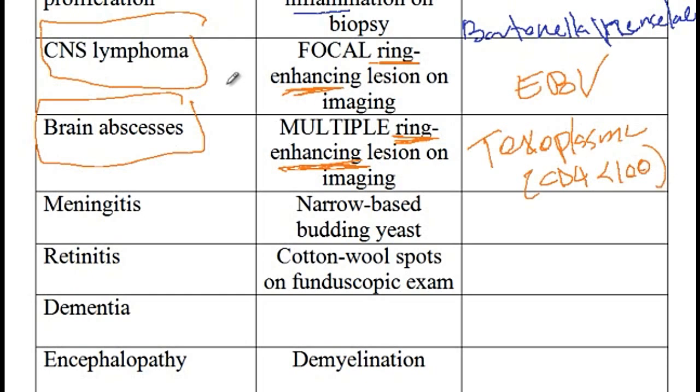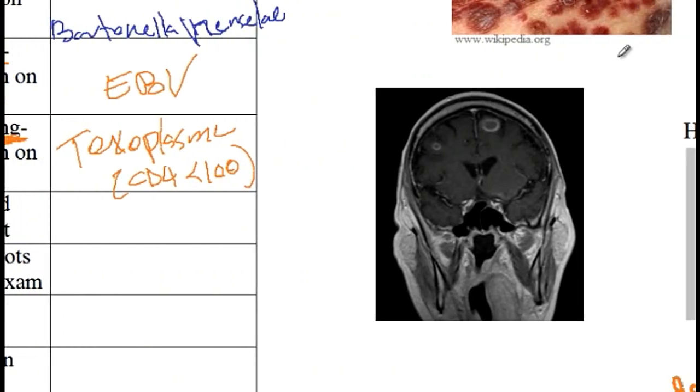So one giveaway point to differentiate between these 2, because both are presenting with ring-enhancing lesions, is that the CNS lymphoma has a focal lesion, while brain abscesses have multiple lesions. So here is an example of the ring-enhancing lesions. So if I ask you, is it a toxoplasma or a lymphoma, since there are 2 lesions that are shown here, I would go with toxoplasma for this example.